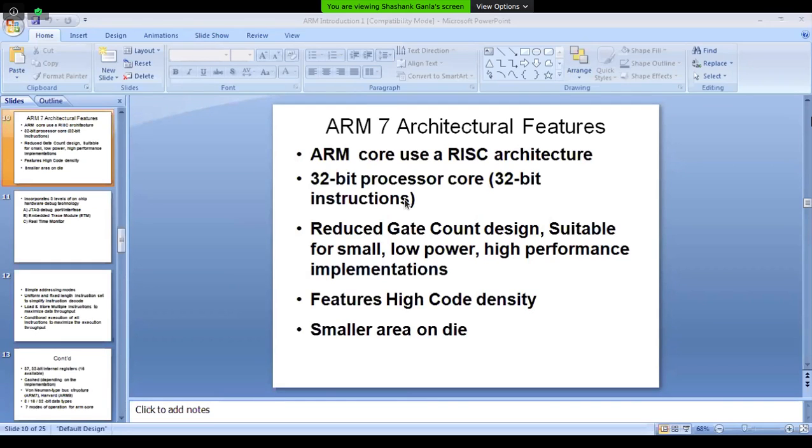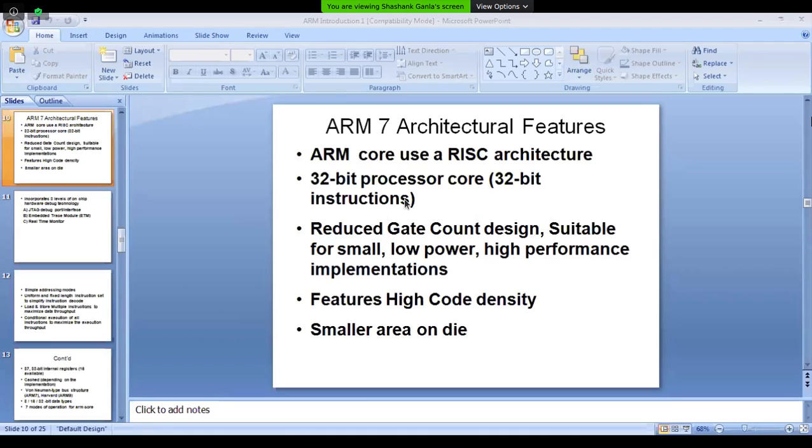Next, the ARM architecture supports high code density. What we mean by high code density here is that the ARM7 architecture supports two instruction sets. One instruction set is called the ARM instruction set, which is 32-bit in size for every instruction of that set. The other instruction set it supports is a 16-bit instruction set, which is called the Thumb instruction set.